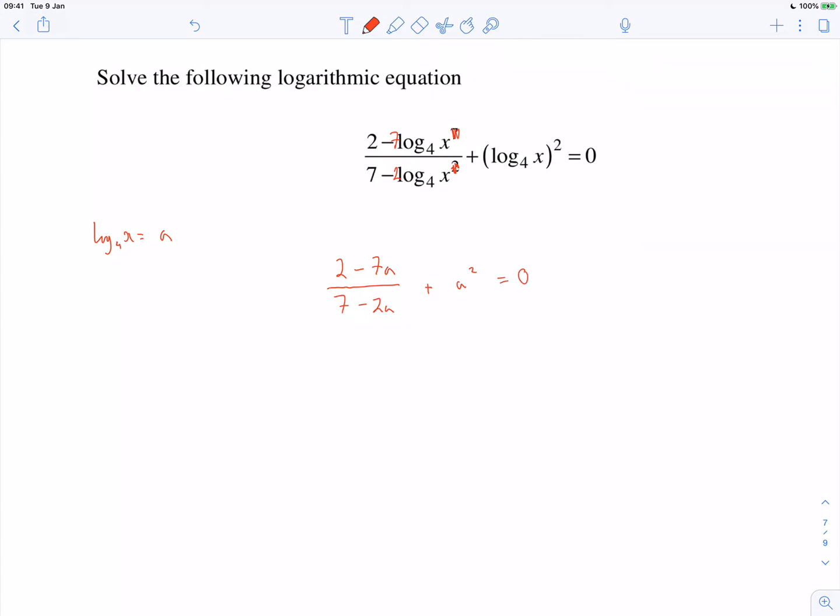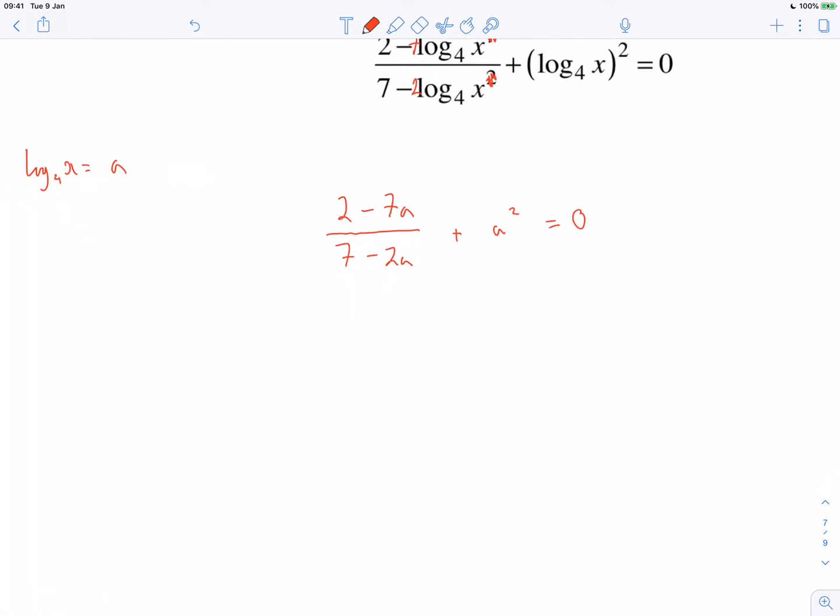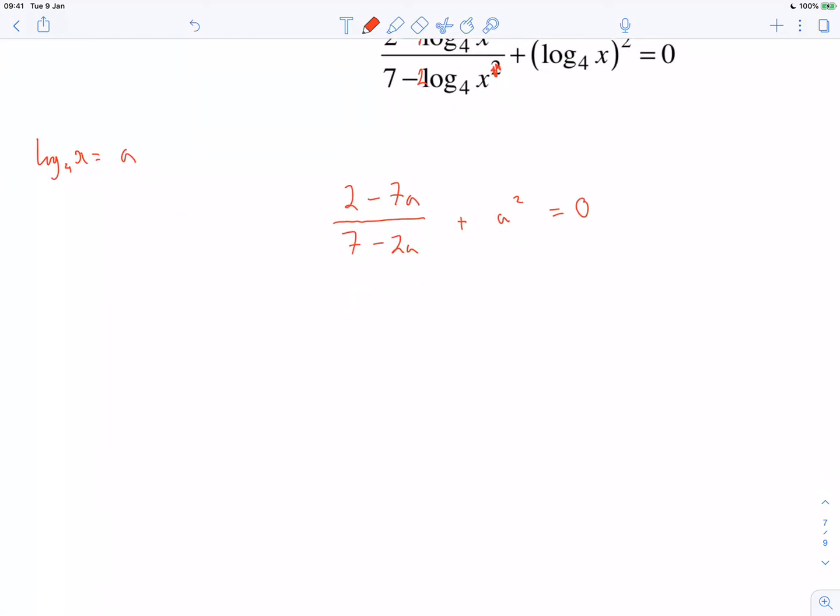Oh, so actually, this isn't going to be a quadratic, but we might have to use quadratics later on. Okay, so if I multiply by 7 minus 2a on both sides, I'll get 2 minus 7a plus a squared, lots of 7 minus 2a, equals 0.